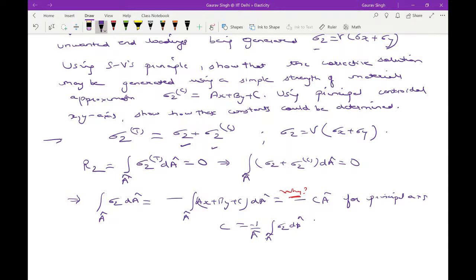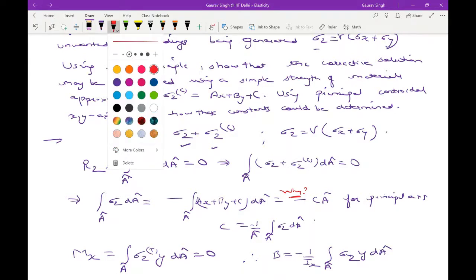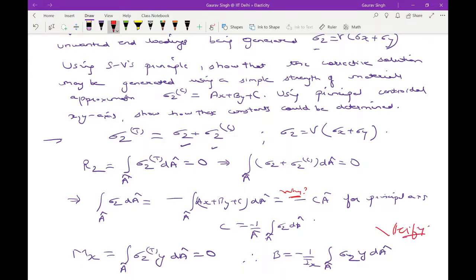Similarly, if you do your Mx, the moment along the x direction, that would be the integral over A hat of sigma z total into y dA hat, and that must be equal to 0. And you will do similar substitutions and find out that b would come out to be minus 1 by Ix into the integral of sigma z y dA hat. So please verify this. Do not ignore this. Do not proceed ahead without actually verifying these two things.